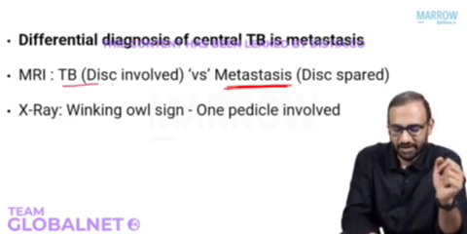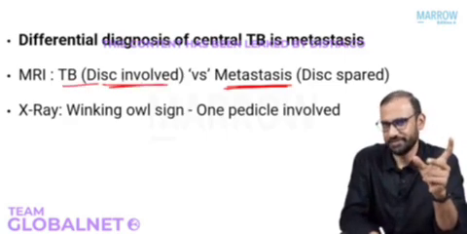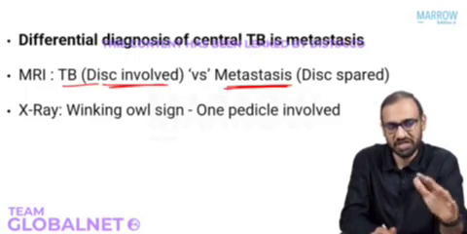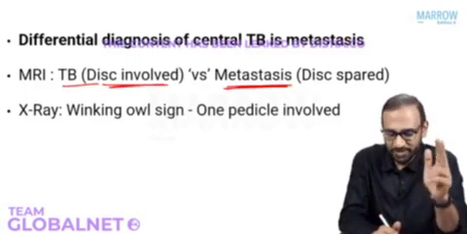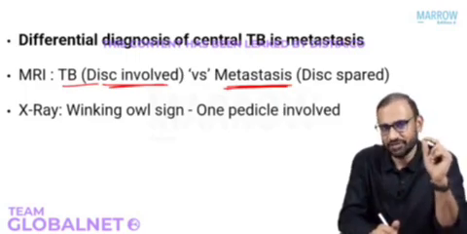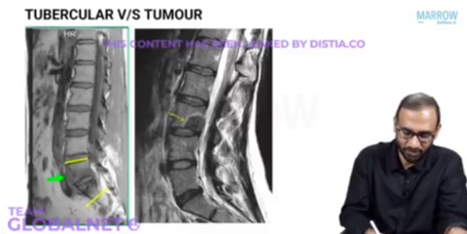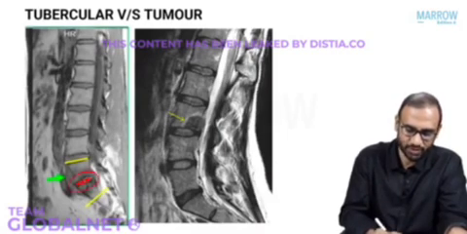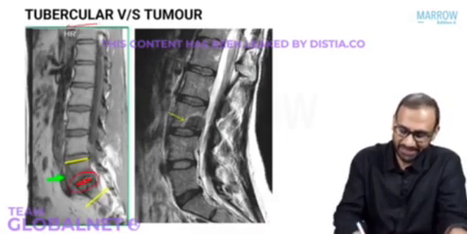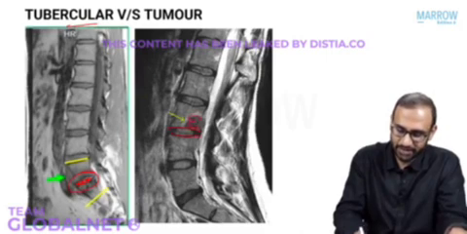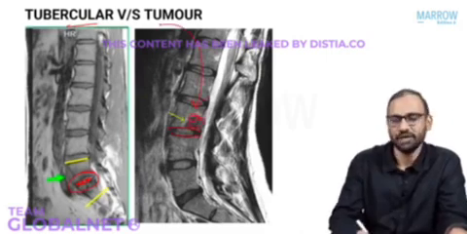Remember, TB involves the disc because it's paradiscal. And metastasis never involve the disc. So keep this in your mind. If there is a disc that is involved, then it is usually TB. And if the disc is spared and there is a lesion in the spine, it is usually metastasis.